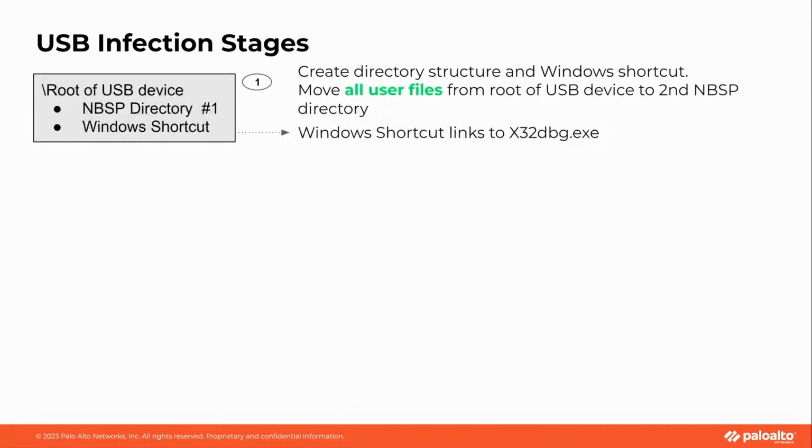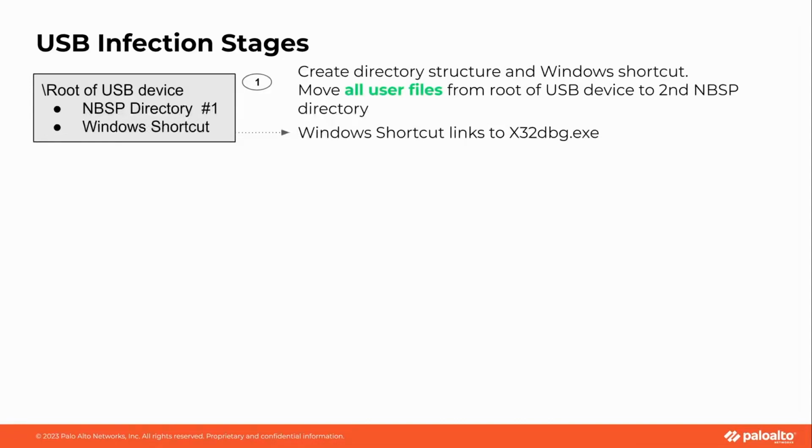So I'm all about showcasing how this thing works visually. After last night's cocktail, I think this would be helpful. So on the root of your USB device, that small thumb drive, you will have the very first NBSP directory and a Windows shortcut. The Windows shortcut does nothing but point to x32 debug. The NBSP directory on the root will have a hidden attribute set and directory set. So it's hidden from the user.